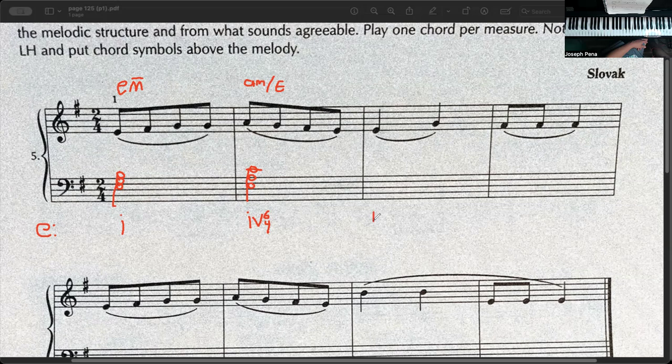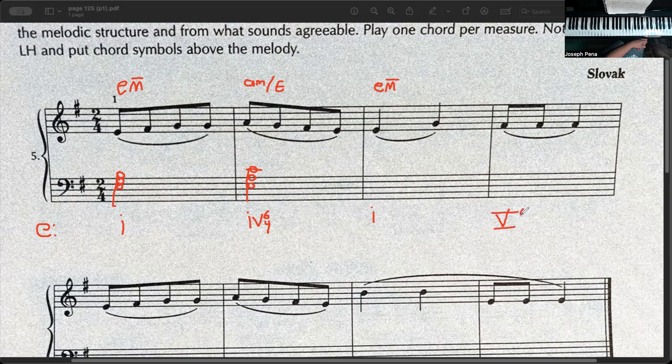Back to E minor once again. You know how to notate that, so I'm just going to let you do it. It's going to be the same half note. We're just going to be doing half notes. And now for measure number 4, this is where we first get our 6/5.